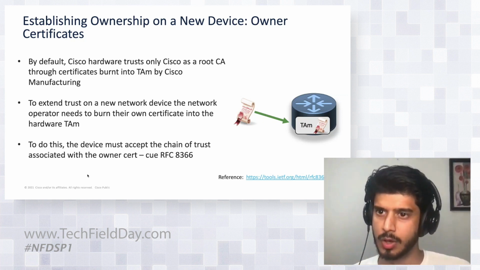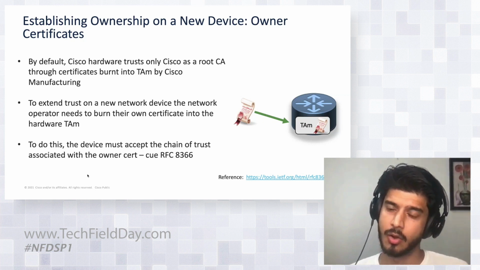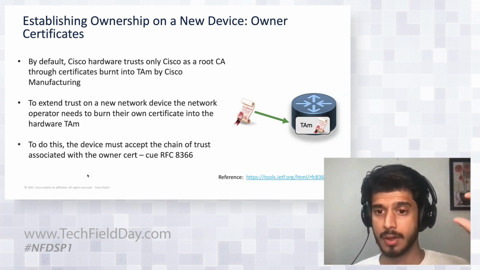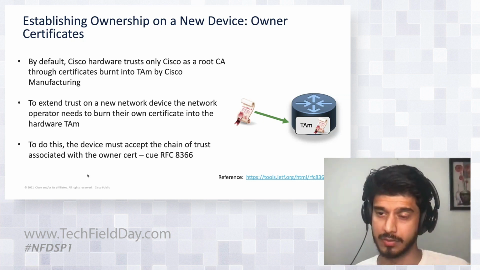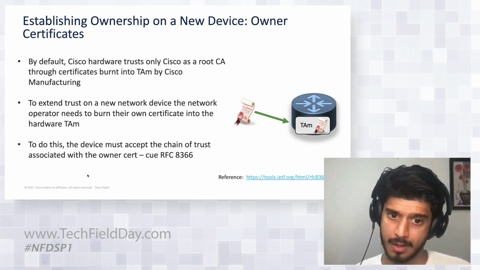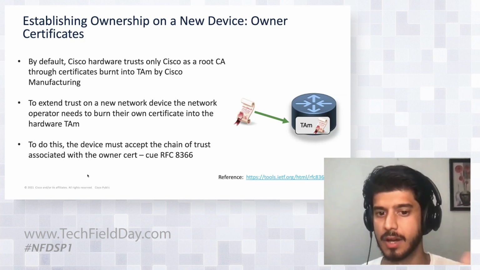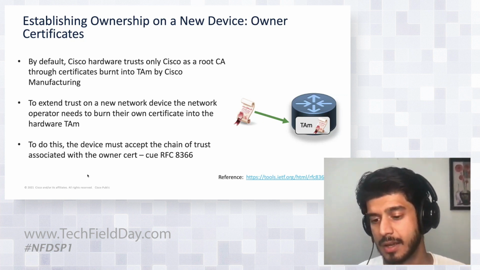But that's a little hard to do. How do you get a certificate on a naked device that doesn't trust anything at this point and make sure that it is accepted into the device in a trustworthy fashion? That's where the first RFC that we care about comes in, RFC 8366.